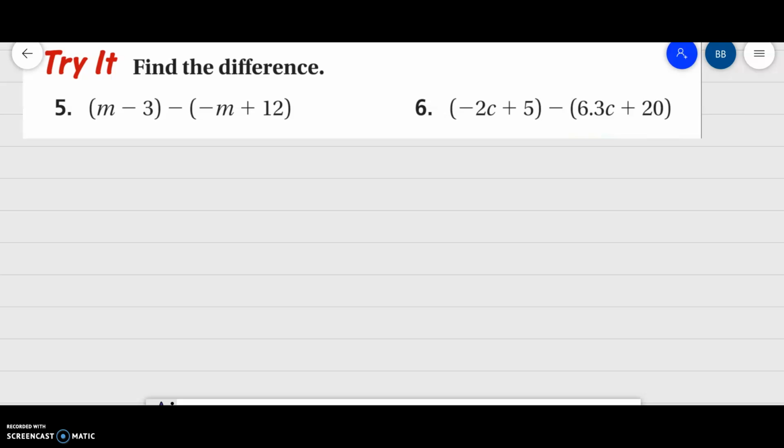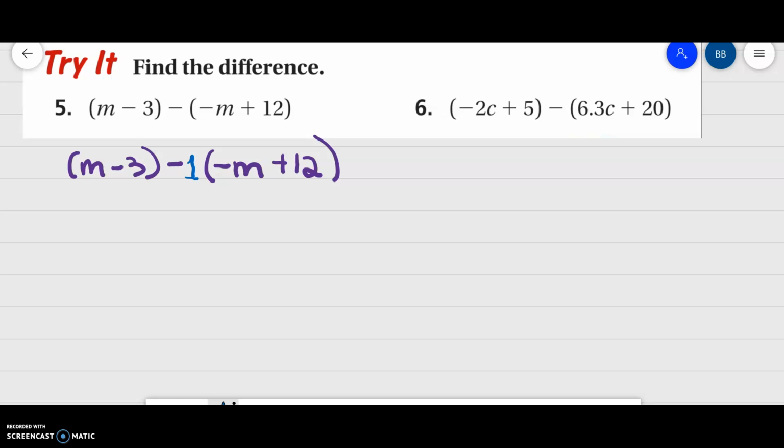Hi everyone, so now we are subtracting linear expressions. For this first try it problem, we have m minus 3 subtract negative m plus 12. There's really a 1 in front of this second linear expression, so we're subtracting 1 times negative m plus 12.